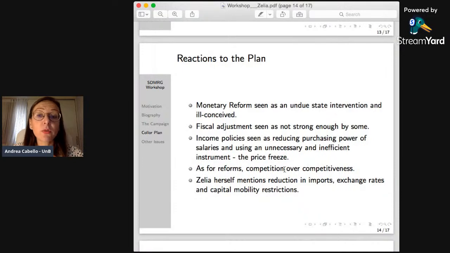For the structural reforms, the literature, or at least most people, the perception was that it overemphasized competition and focused less on competitiveness, which was bad because many companies did not survive the process. And Zelia herself, when she looks back at this process, mentions reductions in import restrictions, in exchange rate restrictions, and in capital mobility restrictions. That's why she thinks those structural reforms were very positive for the country.